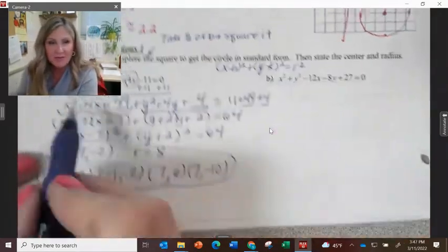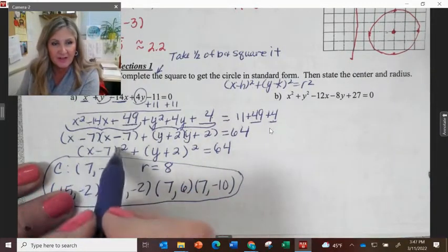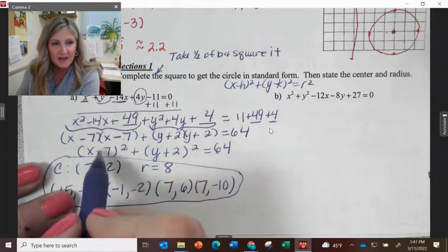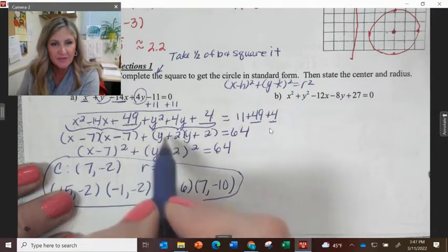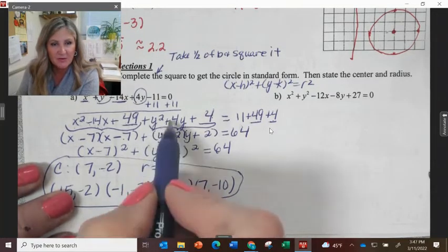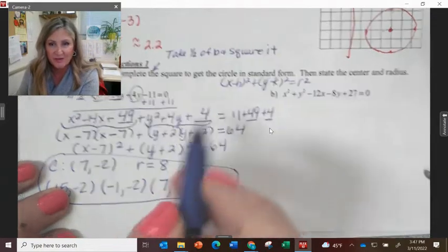Now, in this problem, I am going to skip this step right here, and we're going to go directly from here to here. Look at the pattern. Take the square root, use the first sign, and take the square root. To go from here to here and skip this step, take the square root, use the first sign, and take the square root. That's the fast way to do it.